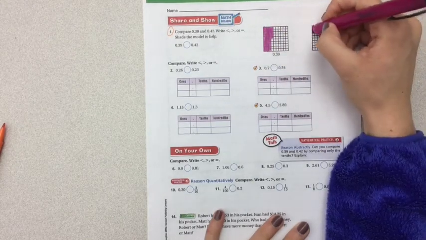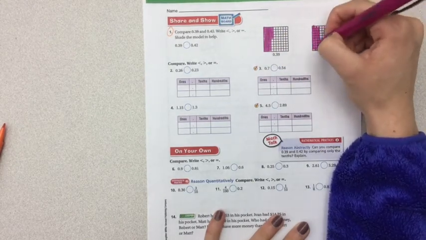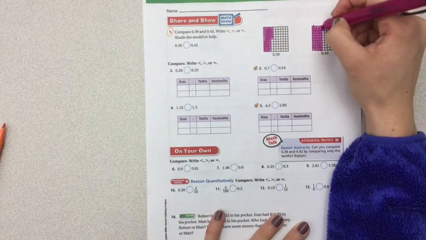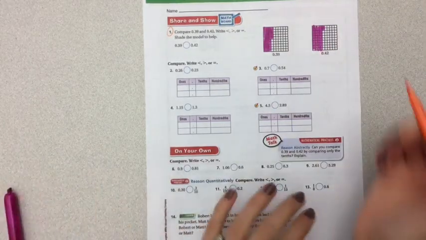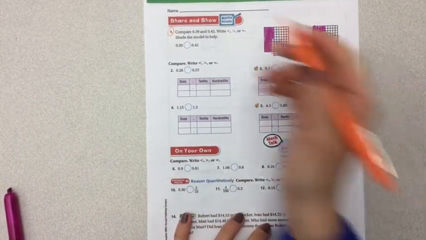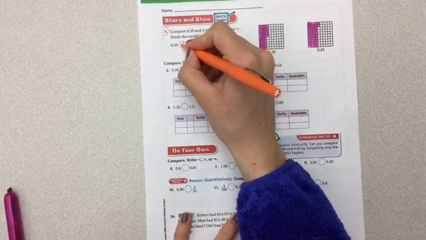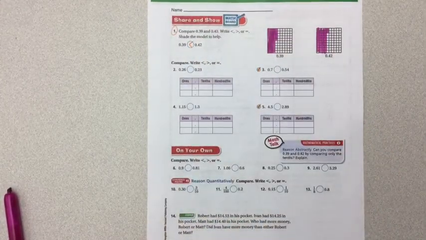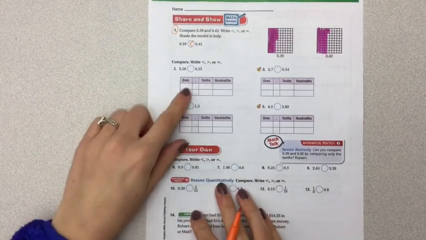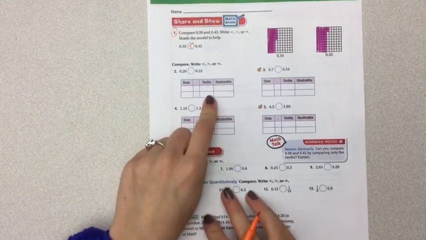And then we're going to shade our model for 42 hundredths. So just using the models, we can tell that 42 hundredths is greater than 39 hundredths. And here they want us to compare using the place value chart.